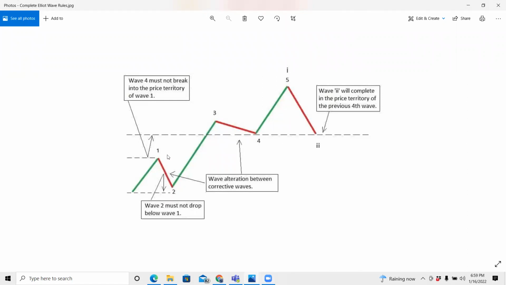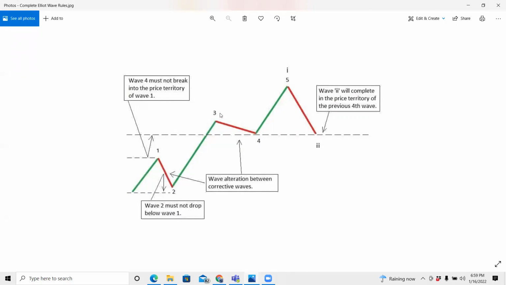So first, let's talk about our first move. We have our first impulse move. The impulse move comes up. Now that we have the impulse move, we're going to have the correction. So now we have to make sure of rule 1. Wave 2 must not drop below wave 1. So this point cannot come past our starting point. That is the first rule that we need to know. So it comes up, makes a correction, and comes down, and then we're going to go up.